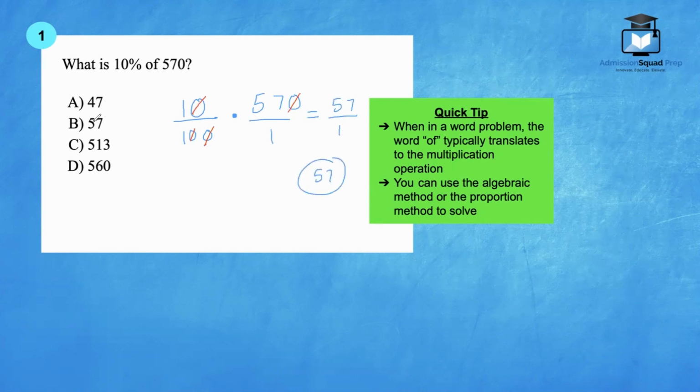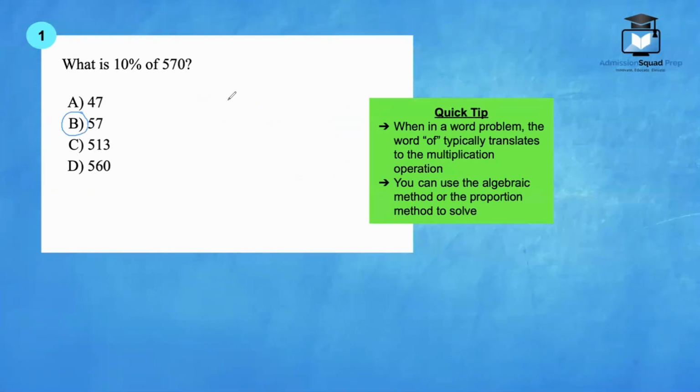This is the algebraic way to solve this problem. So we can see that B is the correct answer. I'd also like to show you the proportion method. When solving a percent word problem using the proportion method, we typically use this formula. We say is over of equals the percent over 100.